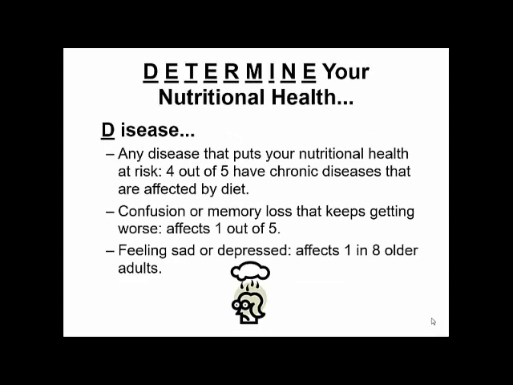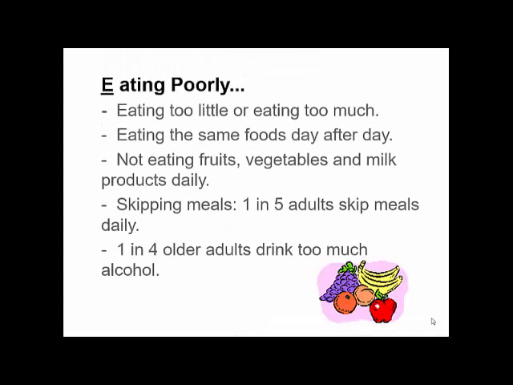Disease: any disease that puts your nutritional health at risk. 4 out of 5 have chronic diseases that are affected by diet. Confusion or memory loss that keeps getting worse affects 1 out of 5. Feeling sad or depressed affects 1 in 8 older adults. Eating poorly: eating too little or too much, eating the same foods day after day, not eating fruits, vegetables, and milk products daily, skipping meals. 1 in 5 adults skip meals daily. 1 in 4 older adults drink too much alcohol.